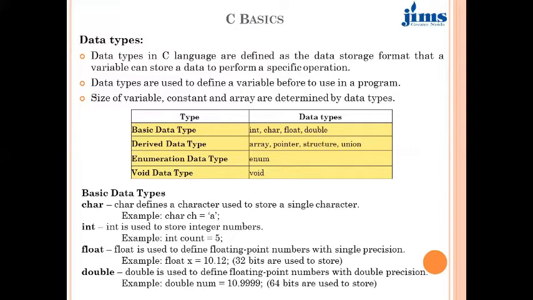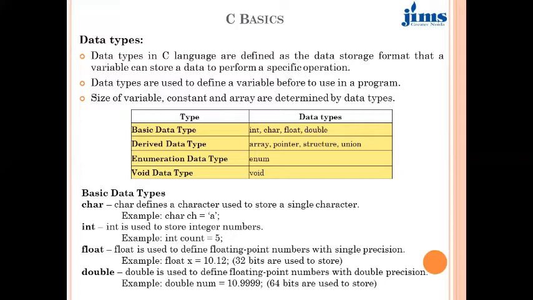Not only C, every programming language needs data types. So there are basic data types: int, char, float and double. Derived data types: array, pointer, structure and union. What are these basic data types and derived data types? In the upcoming lectures, we will know in depth. Enumeration data type, enum, and void data type, void. The meaning of these derived, enumeration and void types, we will study very deeply in the upcoming lectures. So initially, our focus must be on the basic data types: int, char, and float.